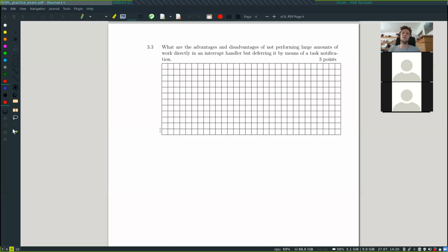Now, what would be the problem of putting a lot of work or a lot of code into your interrupt handler? So let's say you have some embedded program, and a good example is using network packets. What would be the disadvantage of putting all of the network packet processing in the interrupt handler?